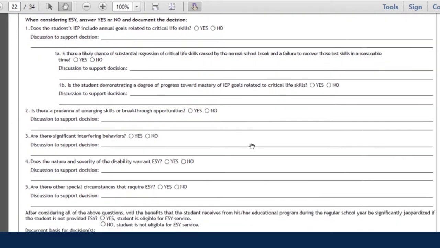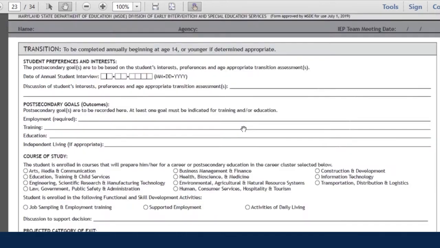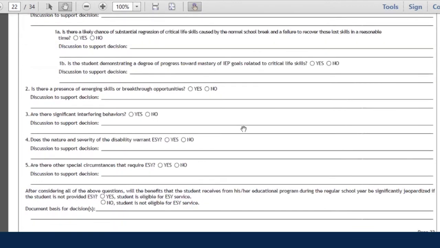And you have to answer each of these questions. Is there a presence of emerging or breakthrough skills or breakthrough opportunities? Yes or no? Are there significant interfering behaviors? Does the nature and severity of the disability warrant ESY? Are there other specific circumstances that require ESY? So after you have answered all of these questions, that is when the decision should be made if they are eligible.